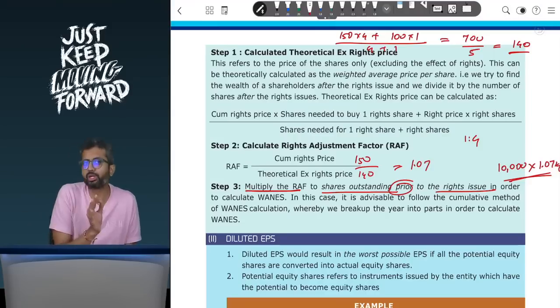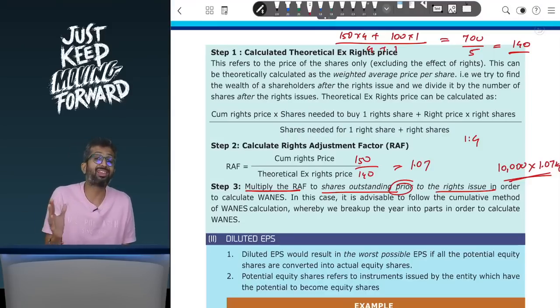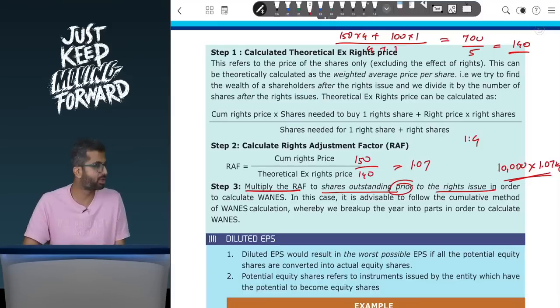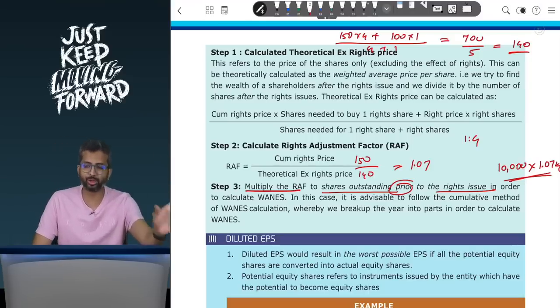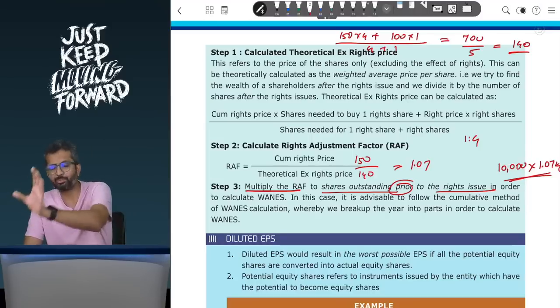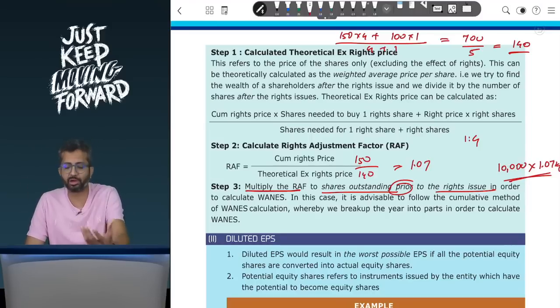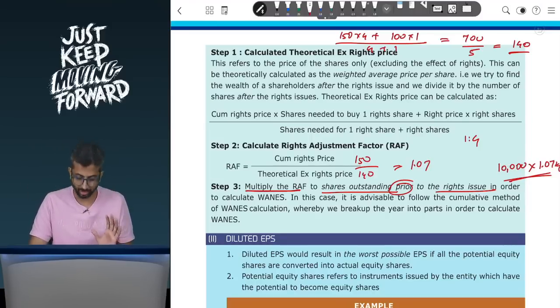But prior to the date of rights issue, you will treat it as a hidden bonus, and we will retrospectively adjust all the earlier periods. Again over here, it is preferable if you calculate on a cumulative basis. That is, for the first 3 months there were 10,000 shares into 1.0714. For the last 9 months there were, let us say, 12,500 shares into 9 by 12, etc.